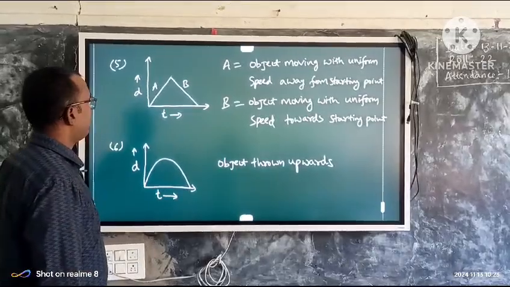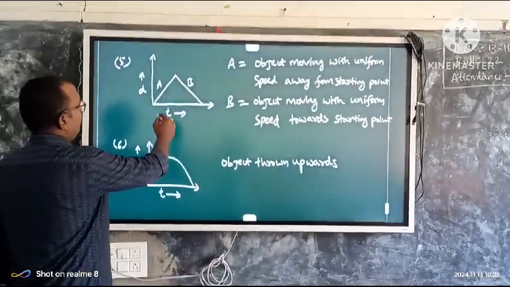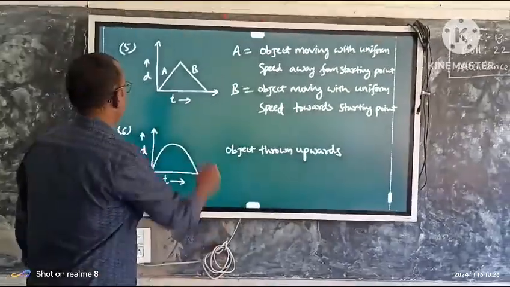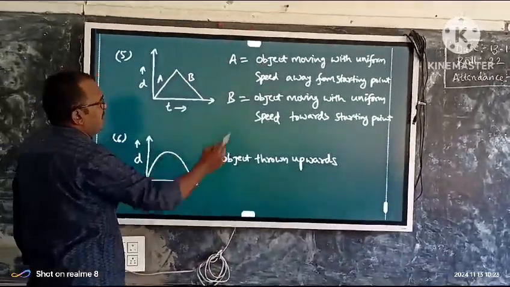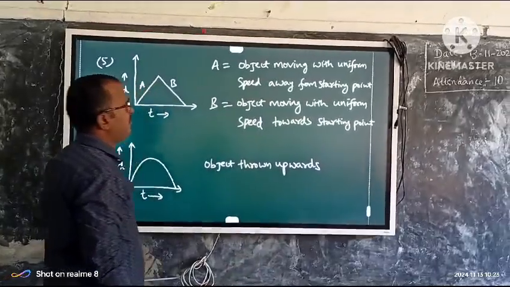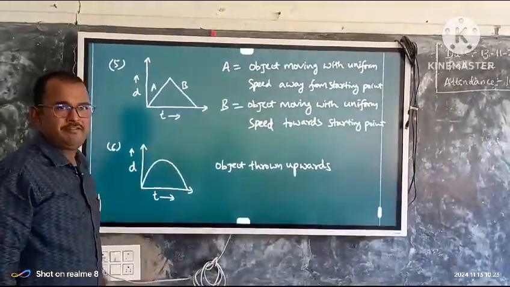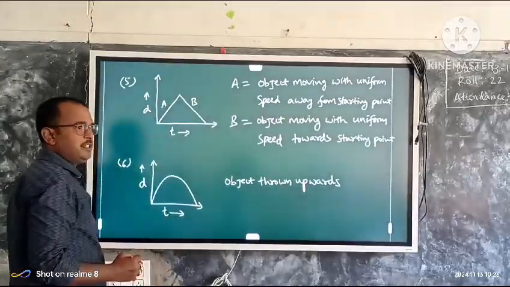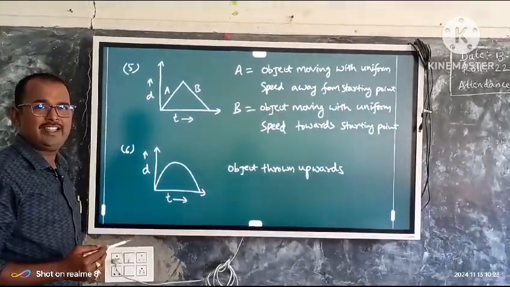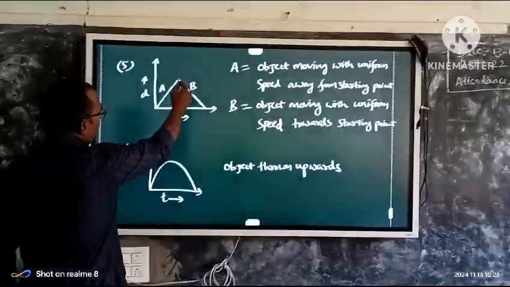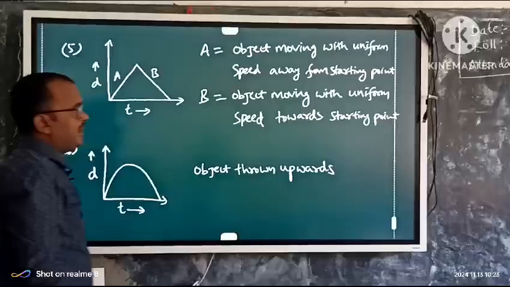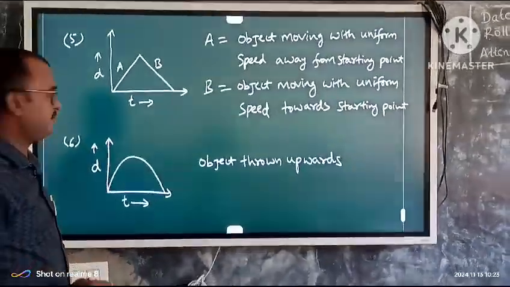If you observe this graph, it has two straight lines like this. This part of the graph tells about the object moving with uniform speed away from the starting point. Here the slope is positive. Slope is also called as gradient. Whereas this part of the graph, B, tells about the object moving with uniform speed towards the starting point.